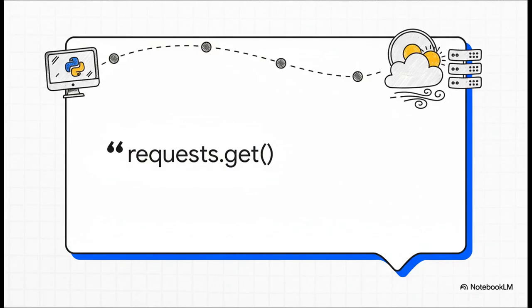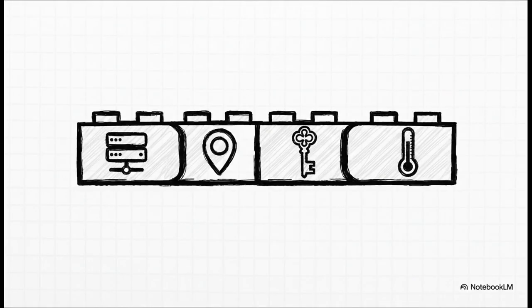And this right here is the command that does all the work, requests.get. This is the core function from that library we just installed. It's like our little messenger. It takes the special URL we made, travels across the internet, finds the server, and politely asks for the weather information. So what's in this special URL?